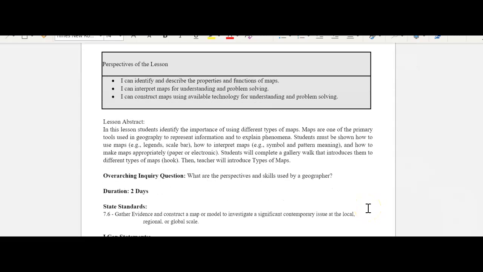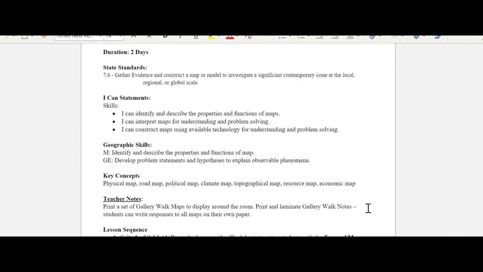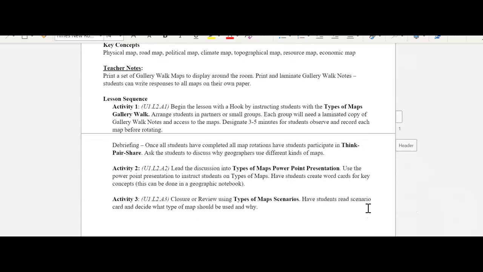Students will complete a gallery walk that introduces them to different types of maps. Then the teacher will introduce types of maps. In this lesson, we are dealing with types of maps. So our hook activity is a types of maps gallery walk.